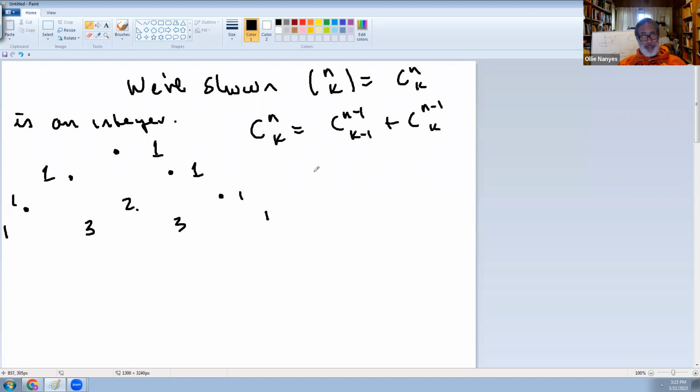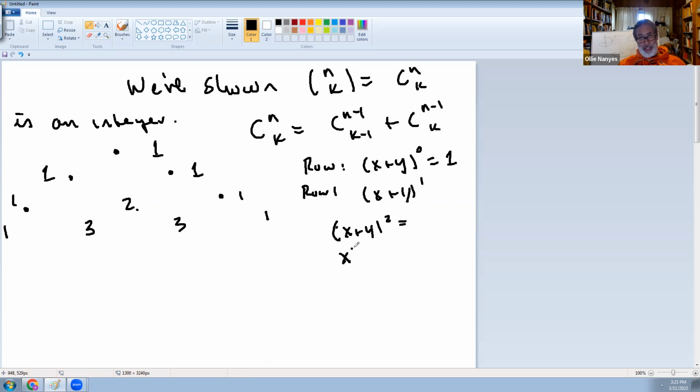Now, the way to think about this is that the very first row would be x plus y to the 0, which is just always 1. The second row, row 1, is x plus y to the first, so the coefficient of x is a 1 and the coefficient of y is a 1. The next row is x plus y squared. That's x squared plus 2xy plus y squared. There's a 1, there's a 2, and then a 1.